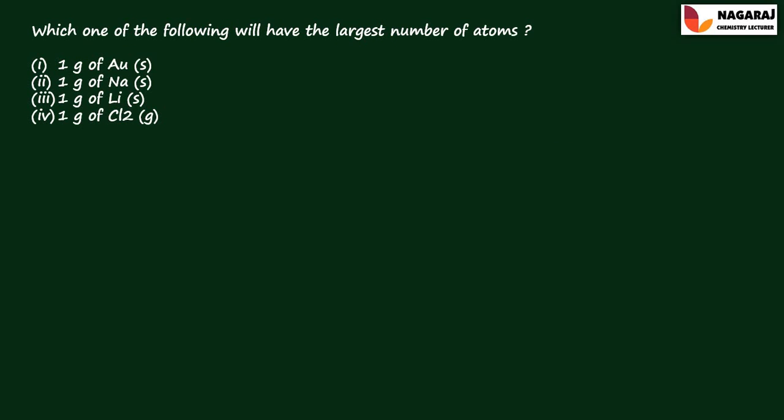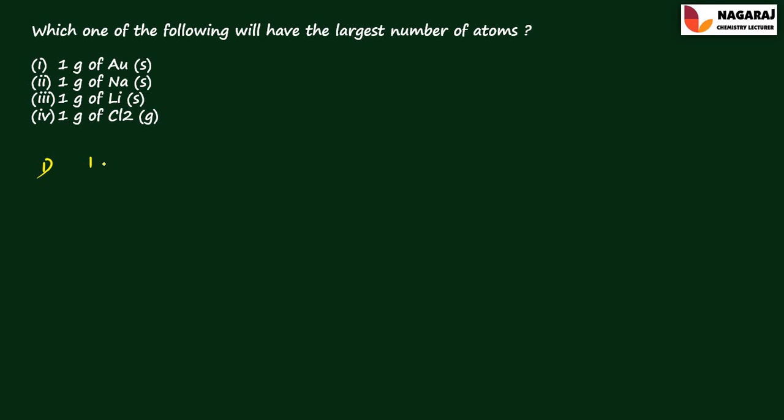And next problem, that is, which one of the following will have the largest number of atoms? So it is an MCQ question that is asked in the competitive exams. We have to calculate which one of the following will have the largest number of atoms. First one, 1 gram of gold, that is in the solid state, and second one, 1 gram of sodium, and third option is 1 gram of lithium, and fourth option is 1 gram of chlorine molecule, that is in the gaseous state.